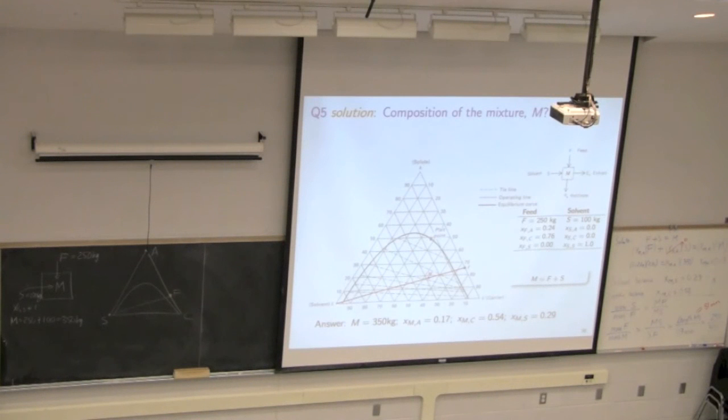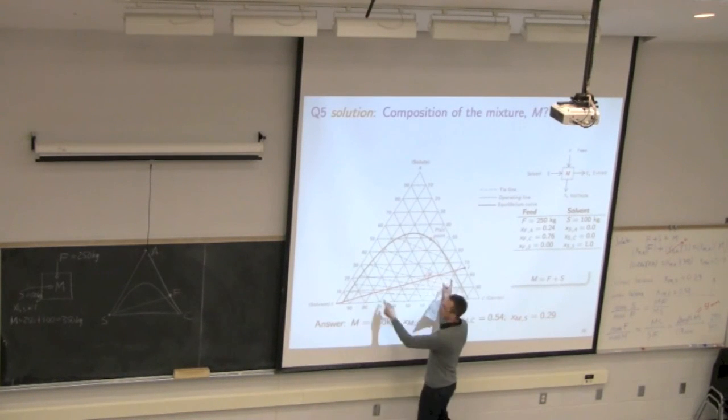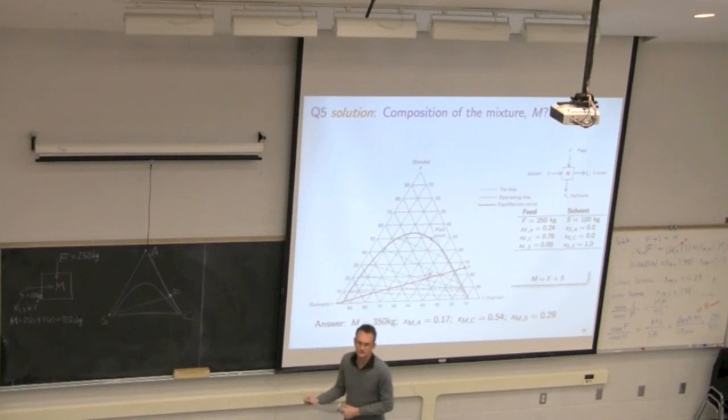If you do S over F, 100 divided by 250, that 40% represents a 40-60 ratio over here. Yeah, so that's why it's called the lever rule. That's going between the two.